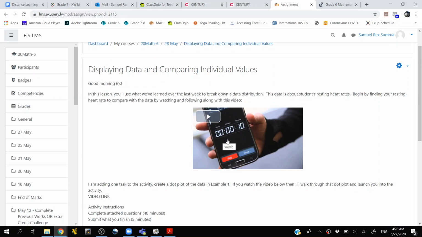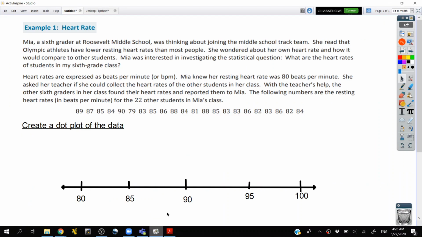Hopefully you've already watched this video and found your own resting heart rate, just to have an interesting comparison so you understand what it is that we're measuring as we begin this. So that said, when you open the activity, this is the first thing you'll see, and I just want to start out with walking through the one question that I added to the worksheet, which is create a dot plot of the data that Mia recorded here.